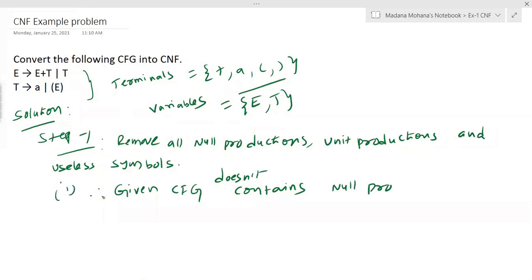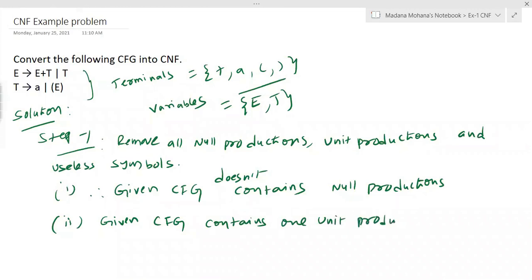That is the first point in step 1. If null productions are there, you can remove them. If not, you can proceed to the others. Then point 2, check unit productions. In the given CFG, E derives T has a single variable on the right hand side, but T does not contain a single variable on the right hand side. The given CFG contains one unit production.